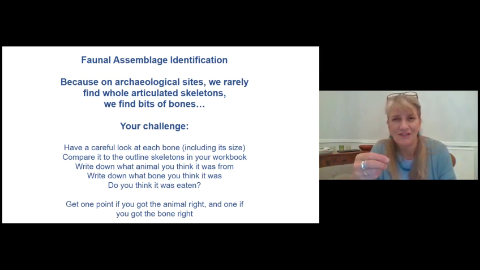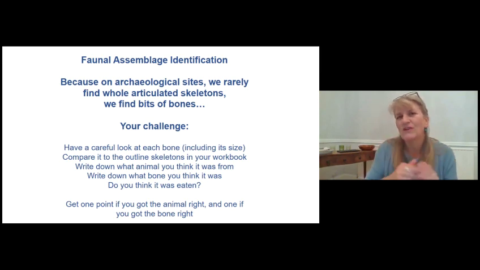If you don't think it looks like a vertebra, one of the bones of the spine, you can probably rule out something like that because they're quite unusual looking. You've got those pictures in your workbook to refer to, and of course your memory of having looked at them just now. So get 1 point if you get the animal right, and another one if you get the bone right. And if you think you've managed to spot that that particular bone had been eaten and you're right, then give yourselves another point.